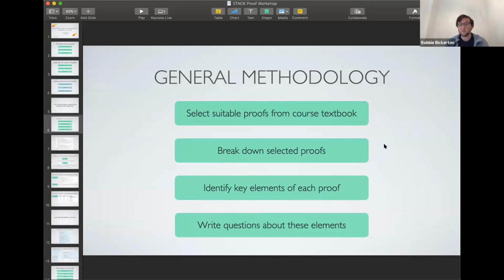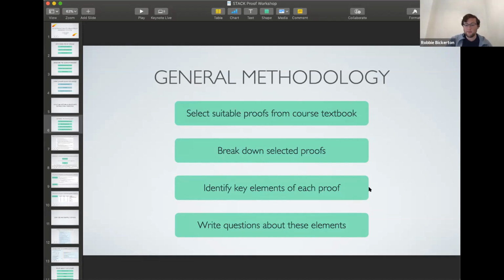The next step was to break down any given proof, essentially line by line. So the reason that I do this will become more apparent when I talk about putting this in Stack. But at this stage, this was just to help me as a potential question author to understand the different elements that were going into making up a proof. And again, this becomes a matter of instinct or mathematical and educational expertise to identify what we mean by the key elements of each proof.